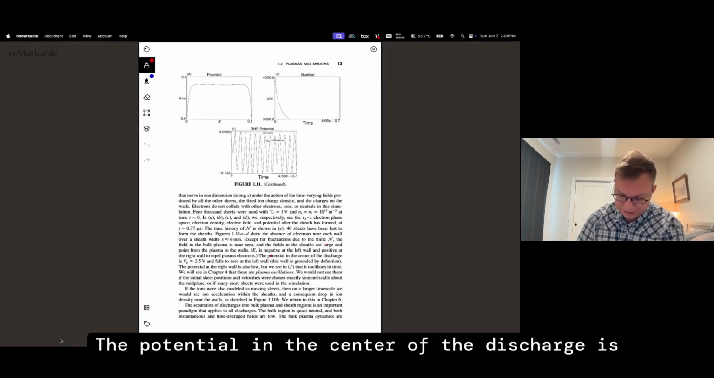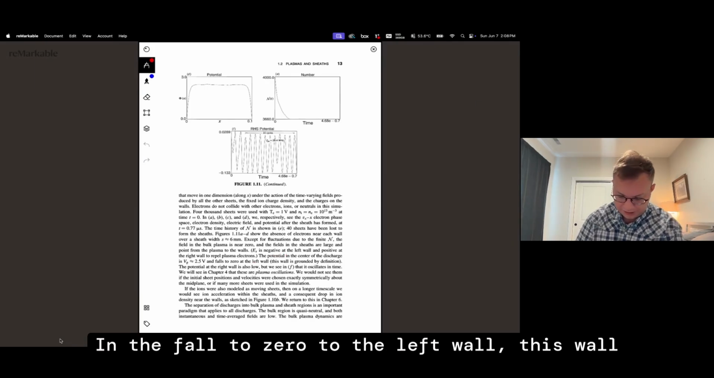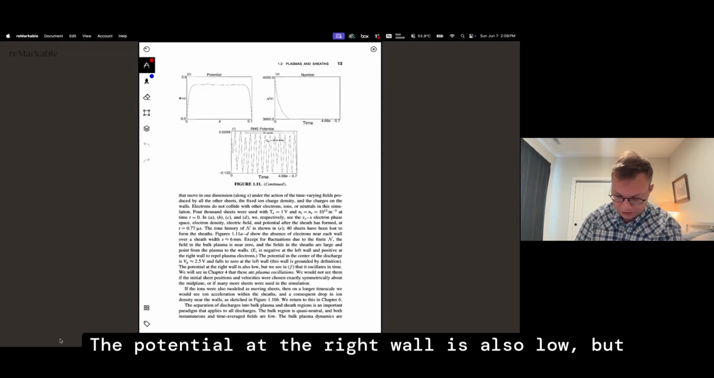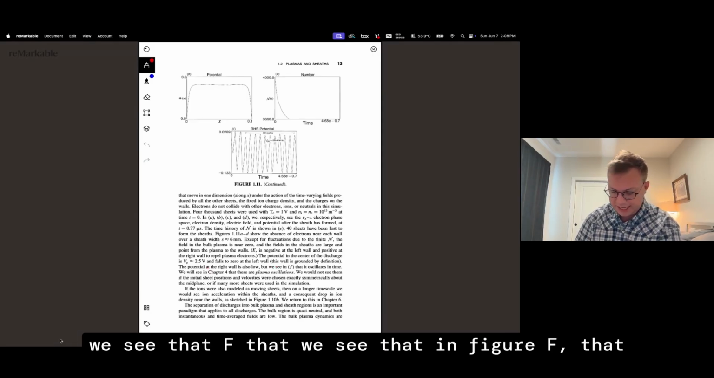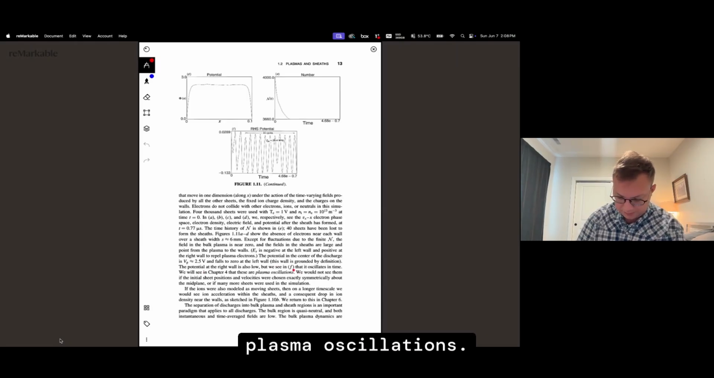The potential in the center of the discharge is approximately 2.5 volts. In the fall to zero to the left wall, this wall is grounded by definition. The potential at the right wall is also low, but we see in figure F that it oscillates in time. We will see in chapter 4 that these are plasma oscillations.